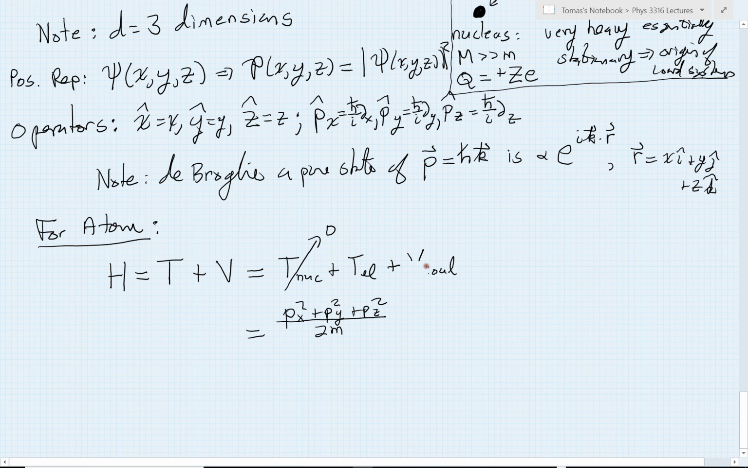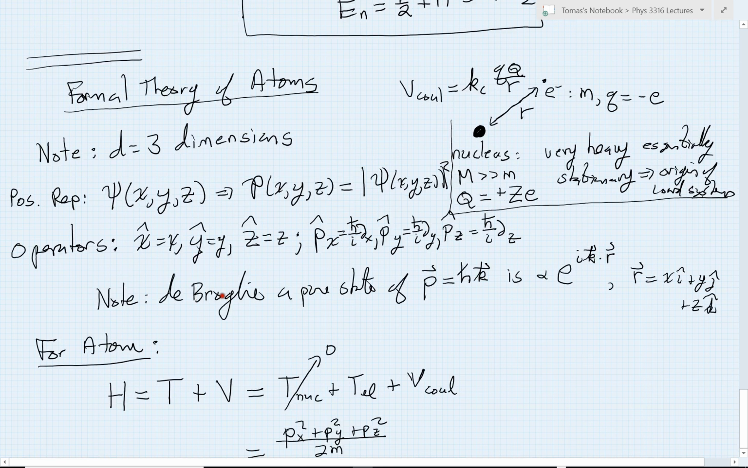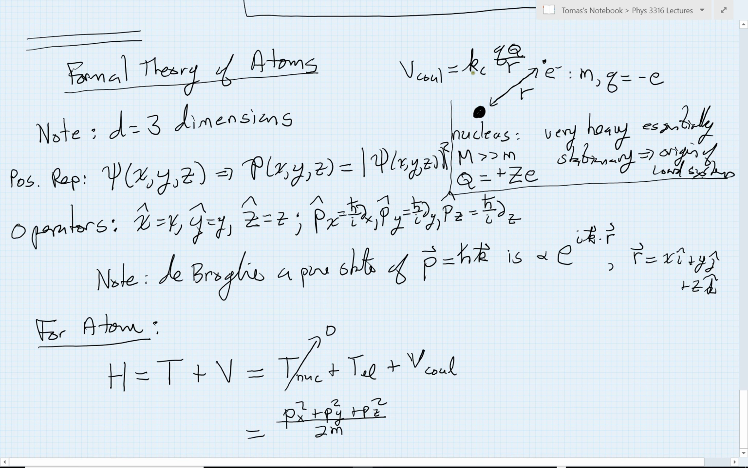For the Coulomb interaction, I can now write this down directly also. The Coulomb interaction is Coulomb's constant times the product of my charges. So that's Coulomb's constant times Ze times minus e. So there's a net minus sign. I had Coulomb's constant times Ze times e, so there's actually an e squared. And then it's just 1 divided by the distance between the nucleus and the electron.